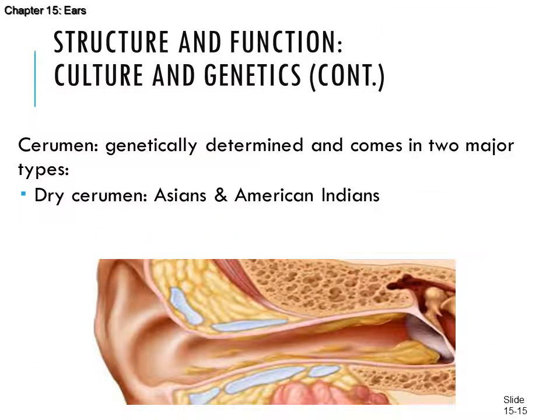And then the type of cerumen: if you're African American and Asian, you have dry cerumen, and if you're Caucasian, wet cerumen. So I'm sorry, I'm going to back up a little bit. If you're African American and Caucasian, you have wet cerumen. Dry cerumen would be Asian and American Indian.